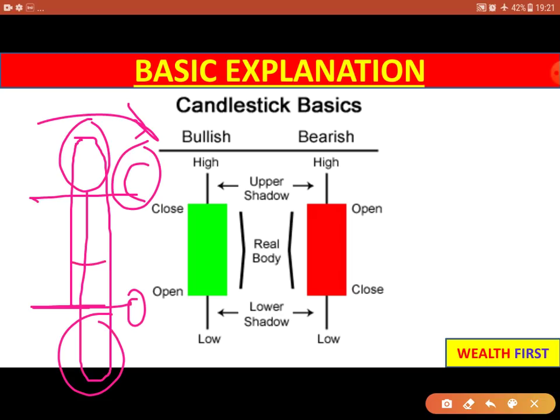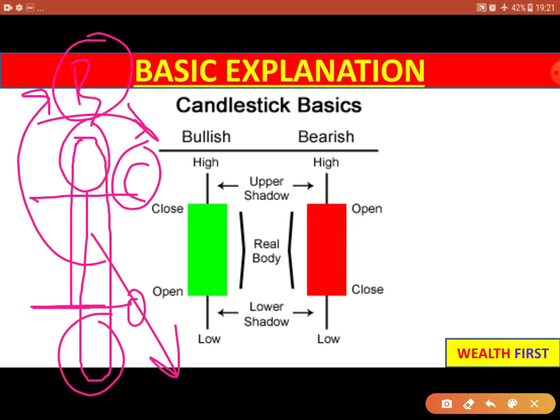So what does this indicate? This indicates that buyers have been active, sellers have been superseded, buyers have been dominant. This has been proved in this candle.